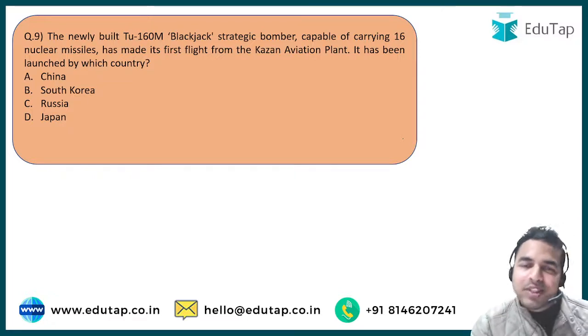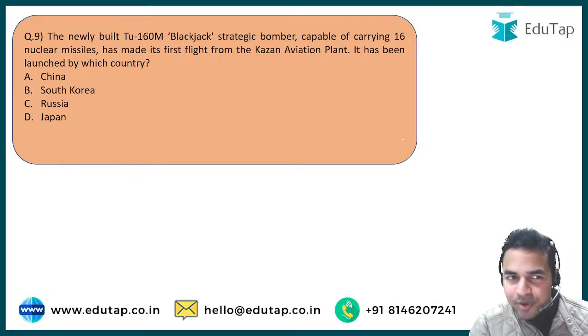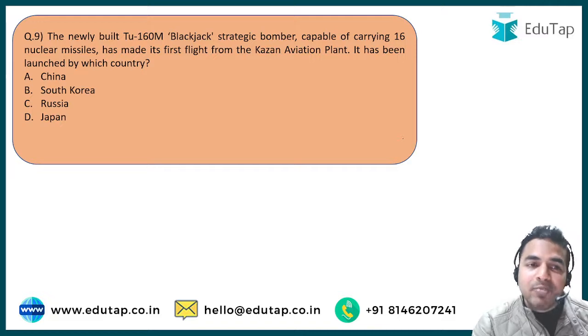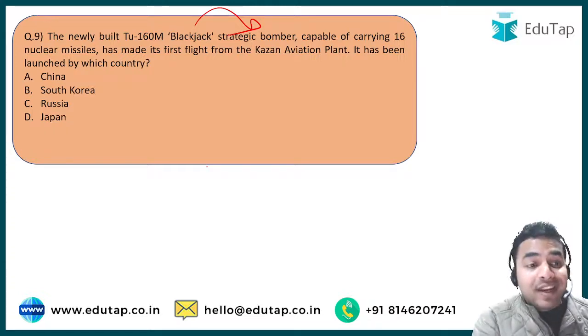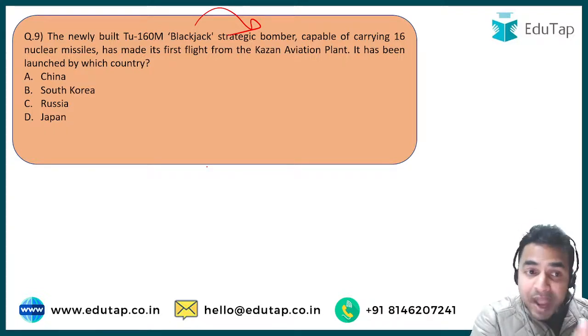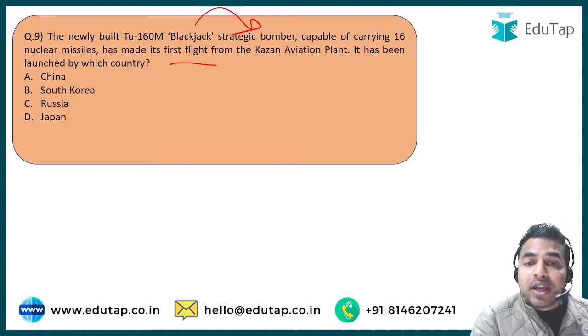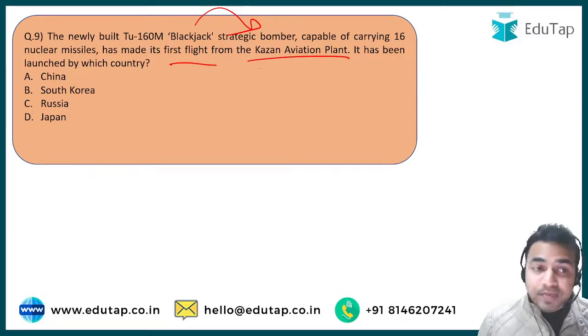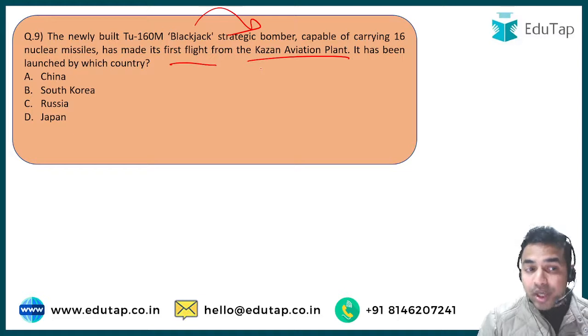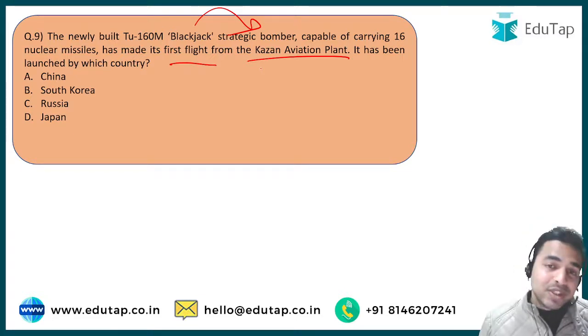And the next question is once again a very easy question for all of you, and it says that the newly built Tu-160M Blackjack strategic bomber, which is capable of carrying 16 nuclear missiles, has made its first flight from the Kazan aviation plant. And here you are required to tell me the name of the country which has launched this strategic bomber, whether it is China, South Korea, Russia, or Japan. So do answer the question in the comment section below.